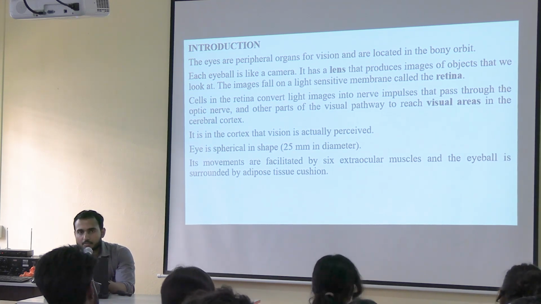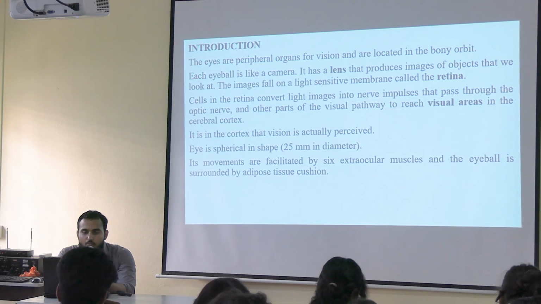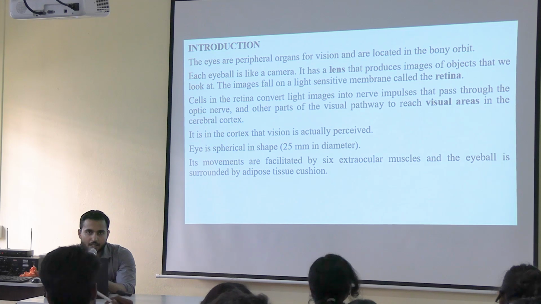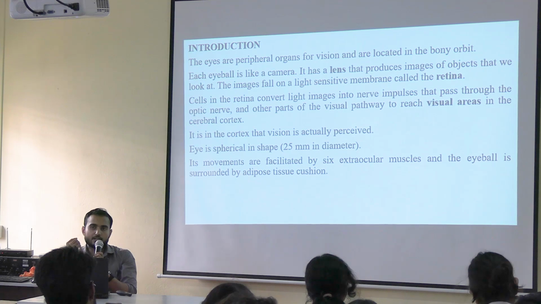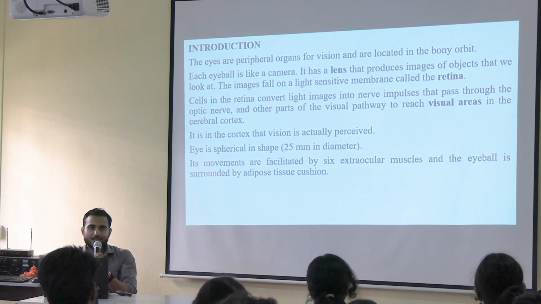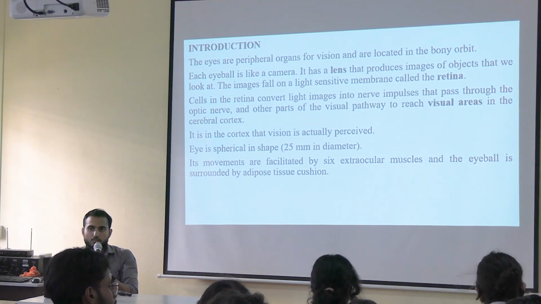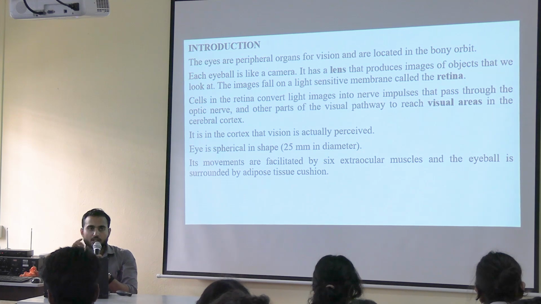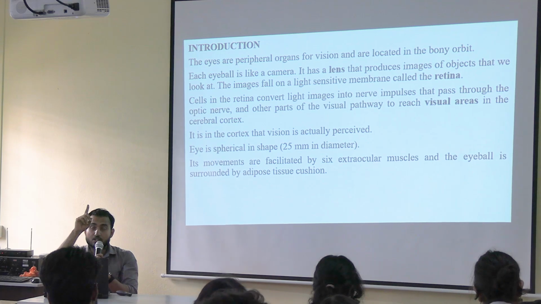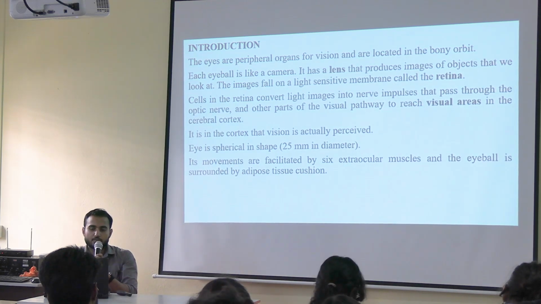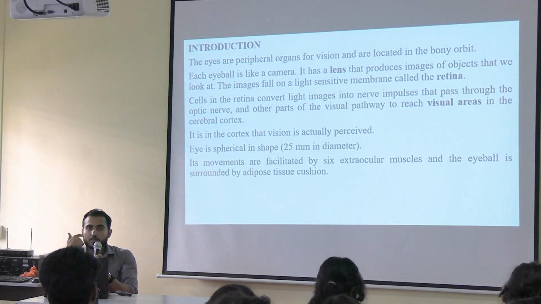Now, if you see the eyeball, the dimension is approximately 25 millimeters, and movements also take place in the eyeball. That means if you try to see any object without moving your head, you can do that by moving the eyeball. I hope you have noticed that without moving the head, you can see objects on both sides, above or below, by moving your eyeball. How is it possible? Because of the movement of the eyeball.